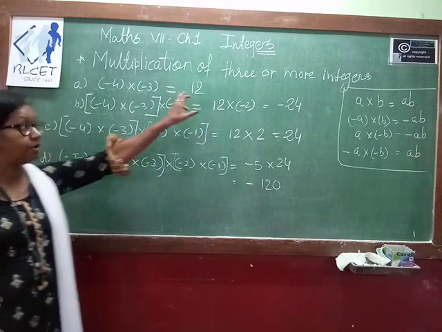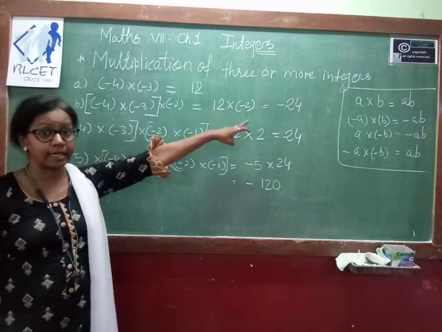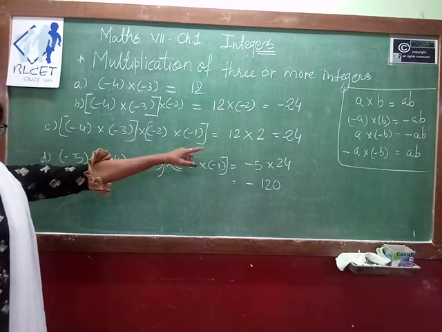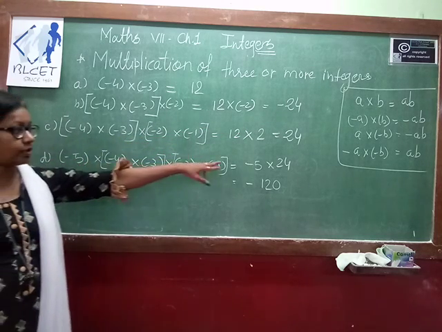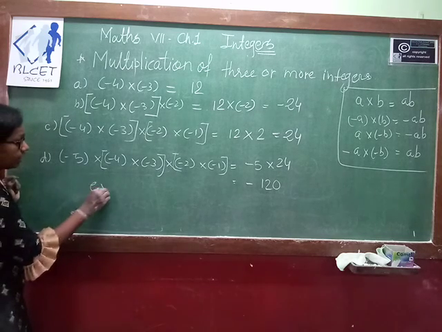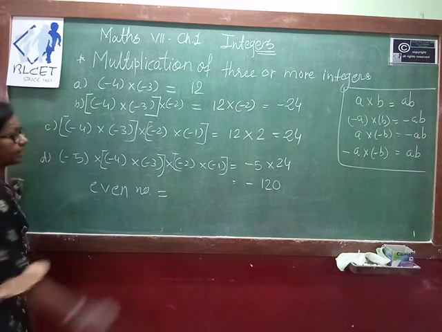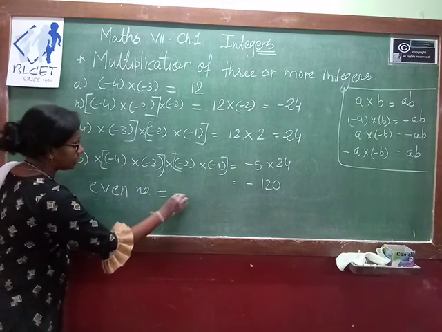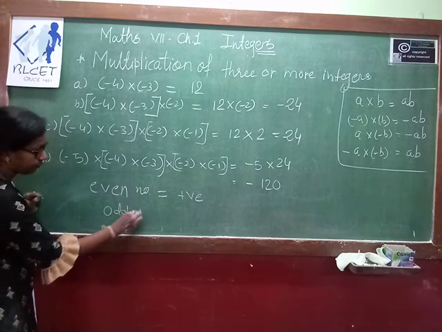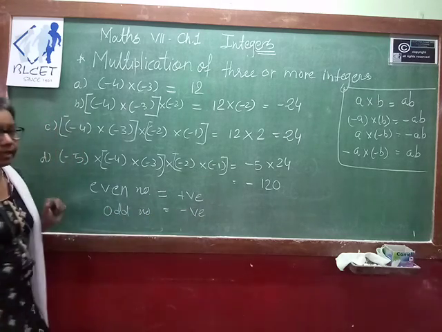If you observe the answers, suppose you have two negative integers, your answer is always positive. Three negative integers, your answer is always negative. Four negative integers, your answer is positive. Five negative integers, your answer is negative. So what can you say? For an even number of negative integers, the product is always positive, and for an odd number of negative integers, your answer is always negative.